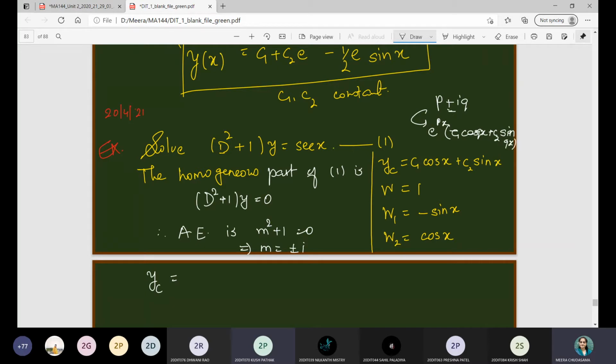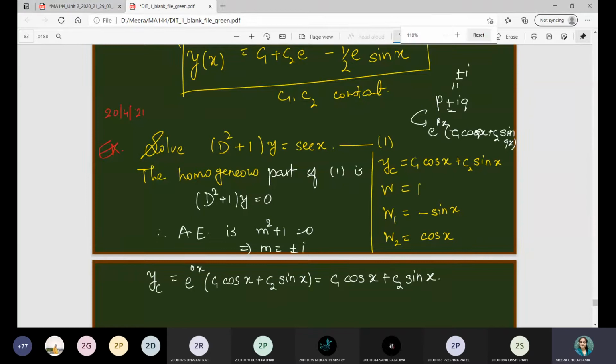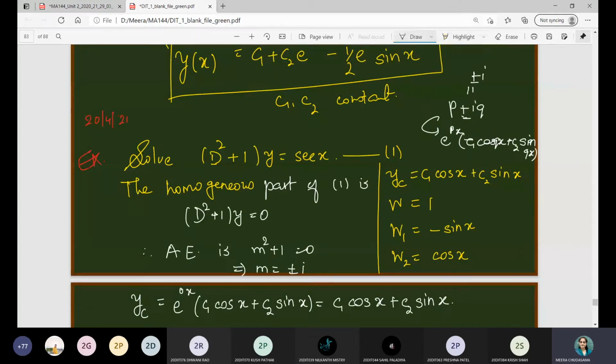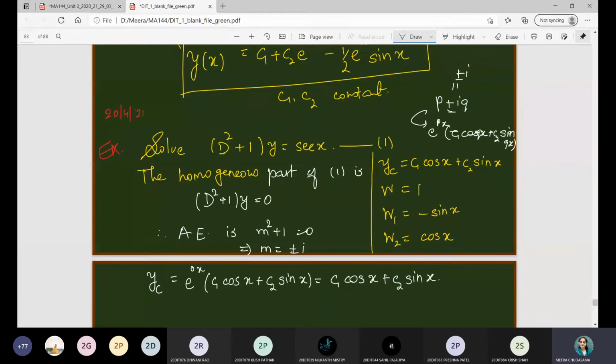Very good. So in that case, if you compare it with plus or minus i, then p is 0 and q is 1, right? So it is e raised to 0x into c1 cos 1 into x plus c2 sin 1 into x. So ultimately this is nothing but c1 cos x plus c2 sin x. So this is the complementary function. I will give this as 1.